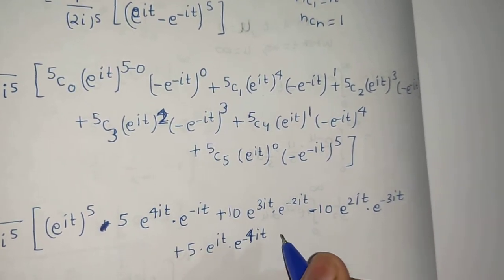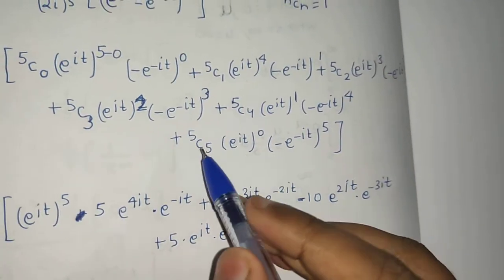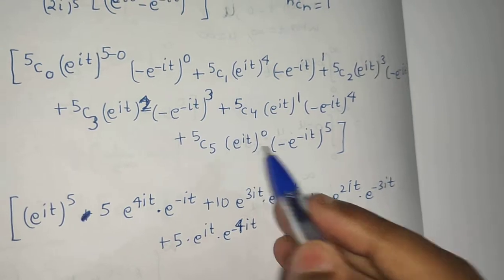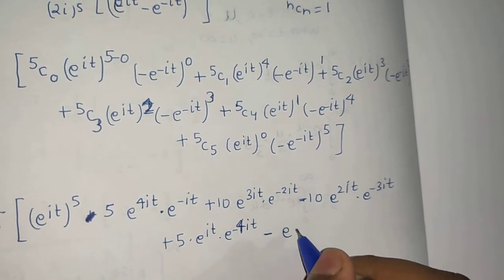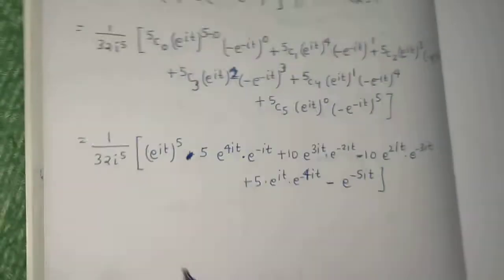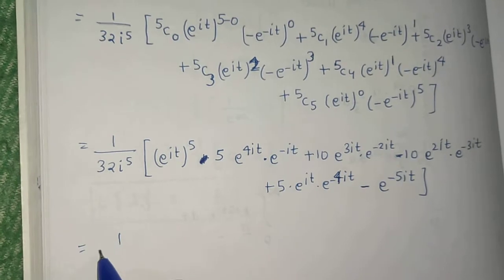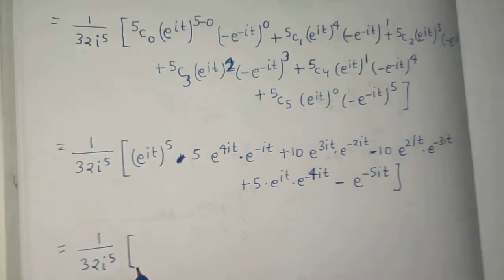Okay, fine. Now finally 5c5, ncn is 1. So I'm not writing this one. Finally I'm writing a minus sign, e power minus 5 it. Now collecting the like terms. So 1 upon 32 i raised to power 5.